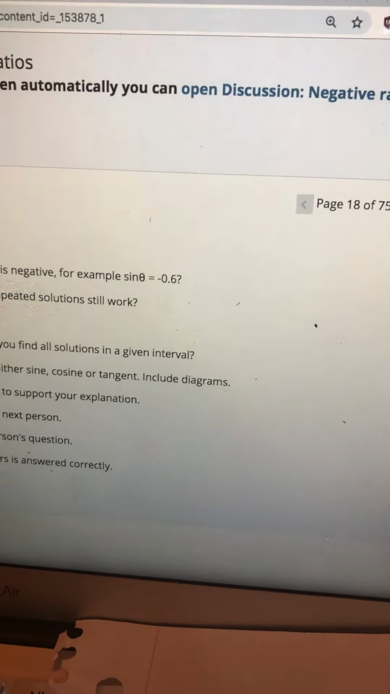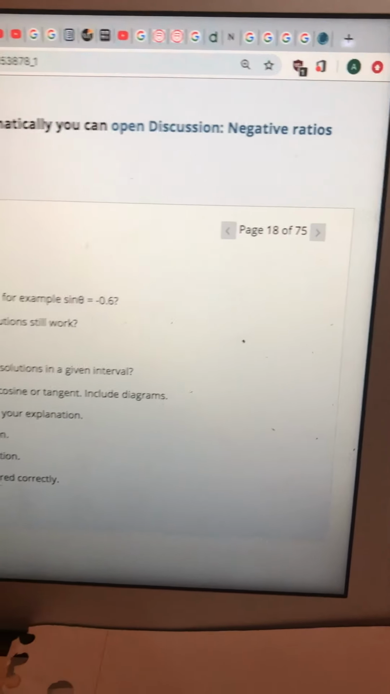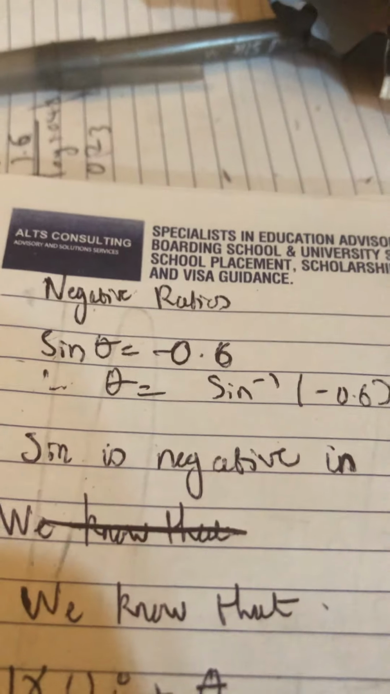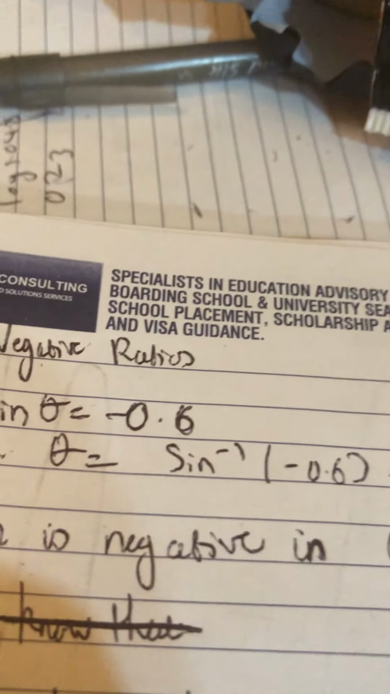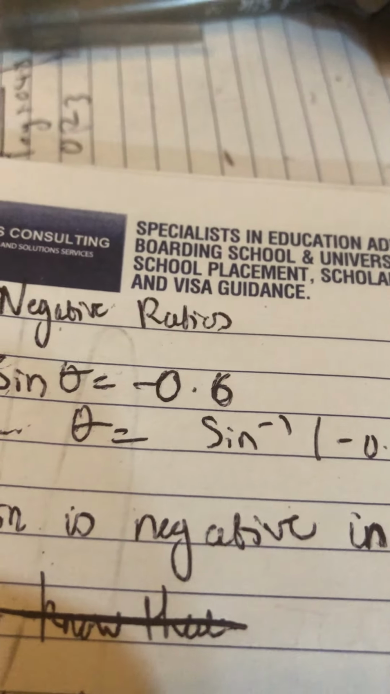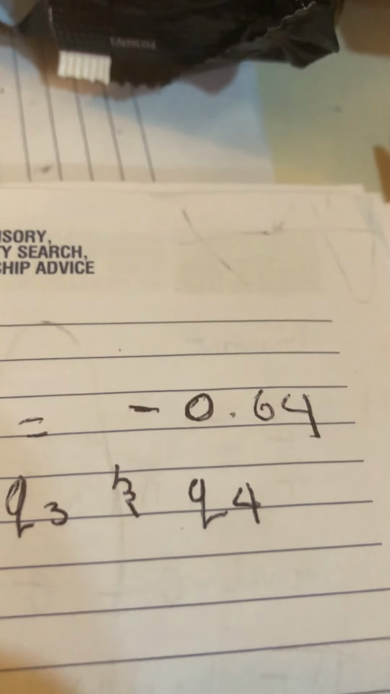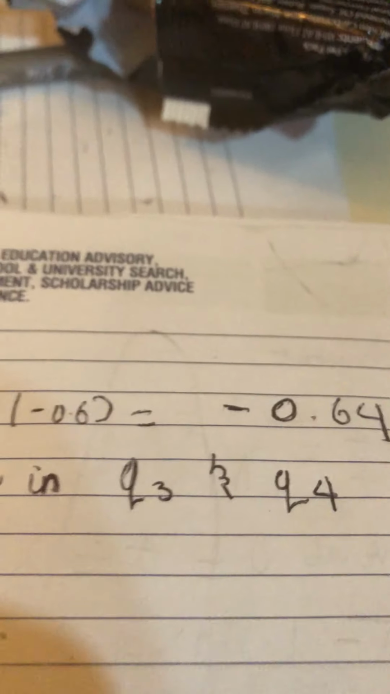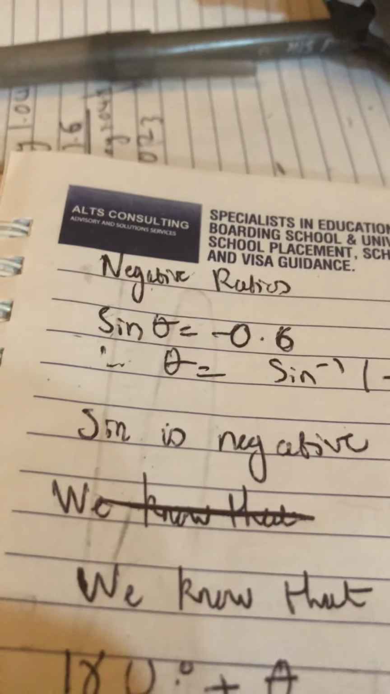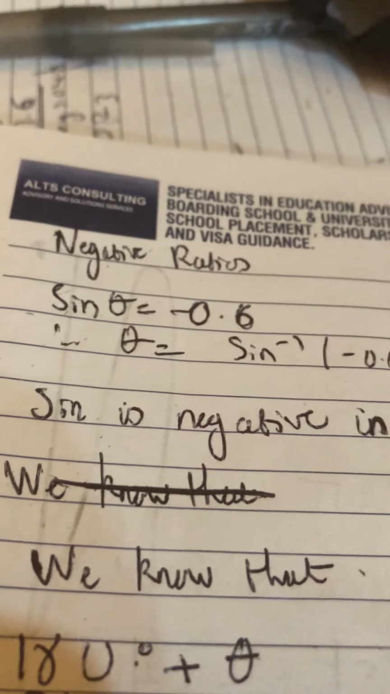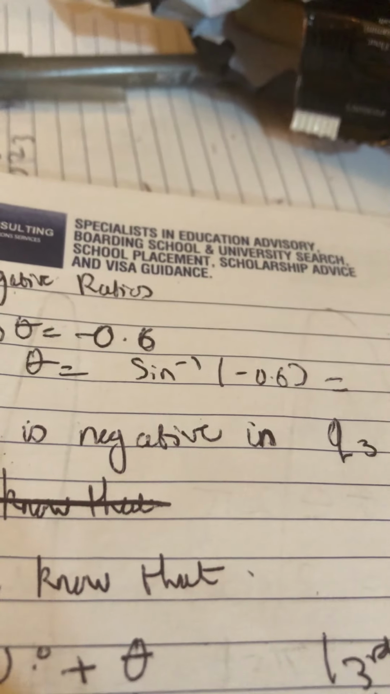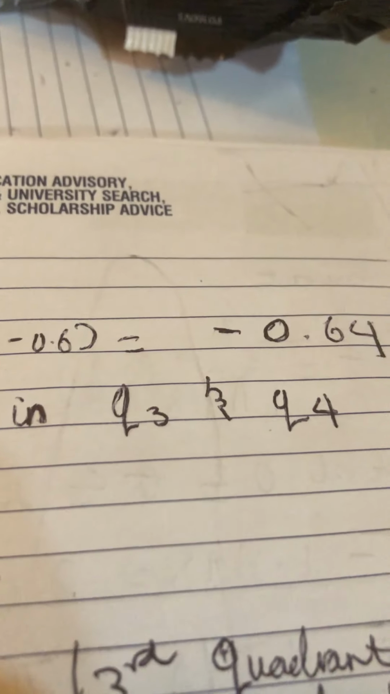work. Okay, so the first thing we see here is sine theta is negative 0.6. And the first thing you need to do is to solve for that. And so we see here that sine theta is negative 0.6, so theta is going to be negative 0.64. Okay, now that we have theta, we realize that in this case, sine is negative, so sine is going to be in quadrants 3 and 4.